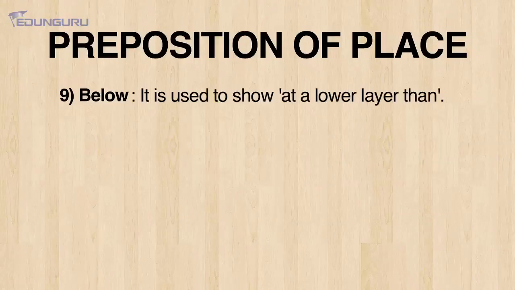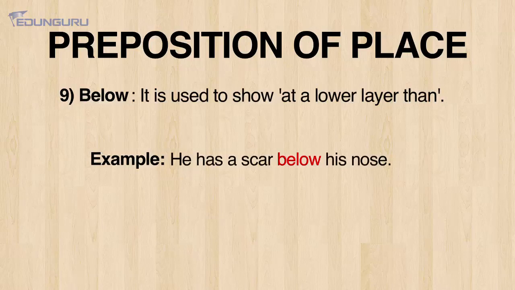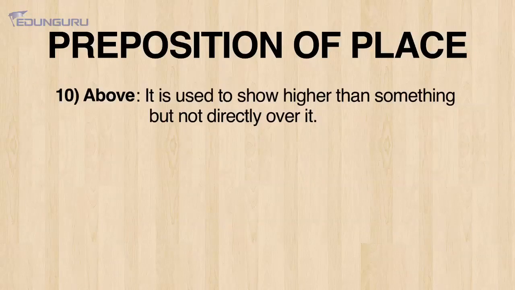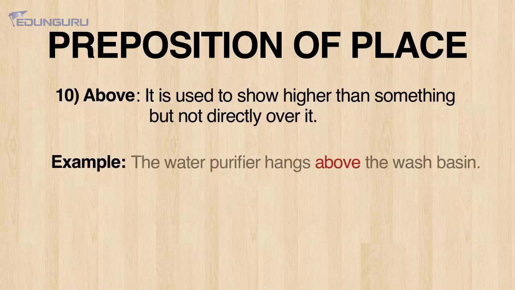So the next one we talk about is below. We use below to show at a lower layer than. For example, he has a scar below his nose. The 10th one would be above. Now we use above to show higher than something but not directly over it. For example, the water purifier hangs above the wash basin.